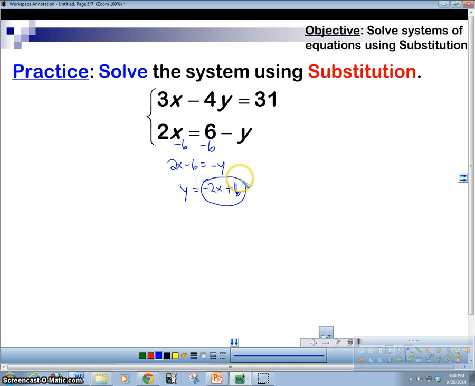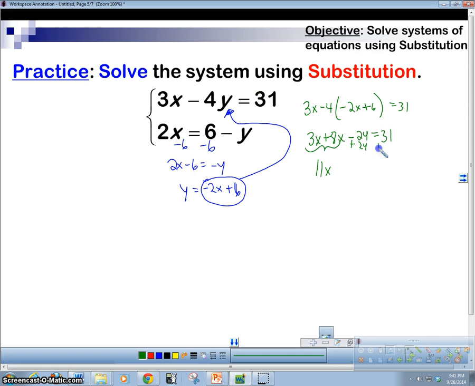Now I'm going to take this and plug it in right there. And that's going to give me 3x minus 4 times negative 2x plus 6 equals 31. So 3x plus 8x minus 24 equals 31. Again, add like terms. 11x. Add 24, add 24. And I get 55. Oh, nice. 11 goes into 55 5 times. I get x equals 5.